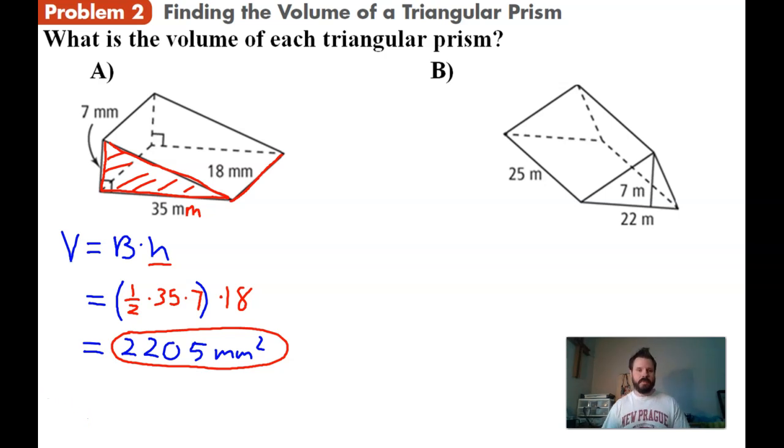Okay, problem B is the same idea. I want you to take a minute, pause the video, see if you can work through problem B on your own, then hit play to check your answer. All right, let's give part B a shot.